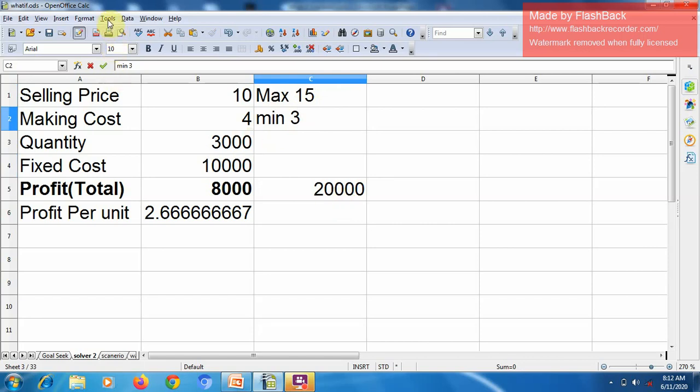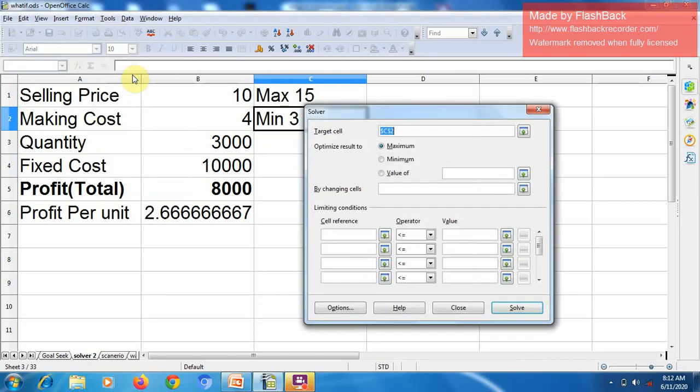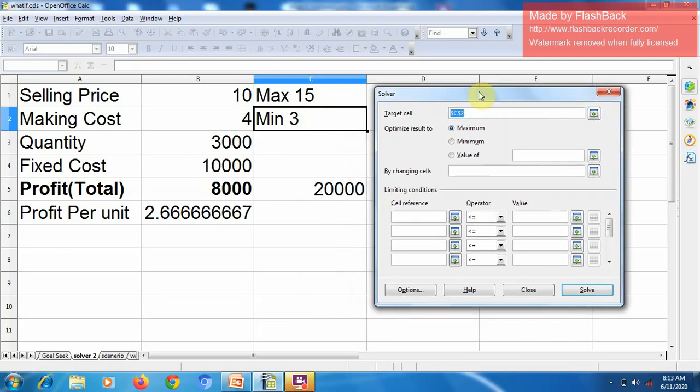firstly click on tools, then select solver. Solver dialog box will appear. Then in target cell, select the target cell value which we want to change. For example, we want profit 20,000. This is our target cell value field. In this we want 20,000. Now if you want exactly the value 20,000, then choose the value 20,000. You can also choose maximum and minimum.